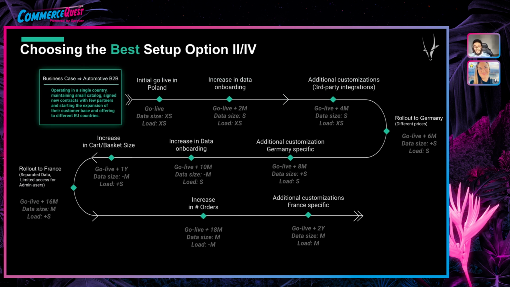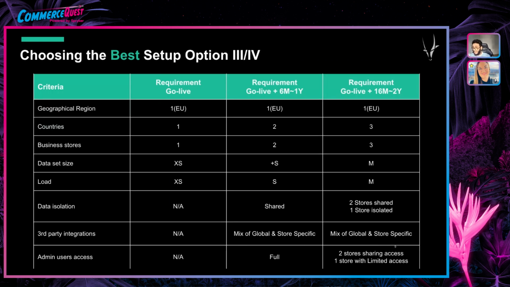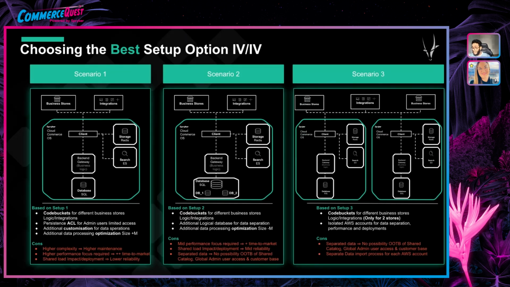The third option could still be applicable in the last rollout to France, because the data set size might be huge and the load might be huge. You would like to have a newer team that is only managing the France store, only managing the integrations for that specific store, that specific country. So it might be good to have an isolated code base and an isolated development flow for that store, because it's big, it brings more revenue, it needs more focus, and it has even more features and customization. So scenario three would be a great option there.